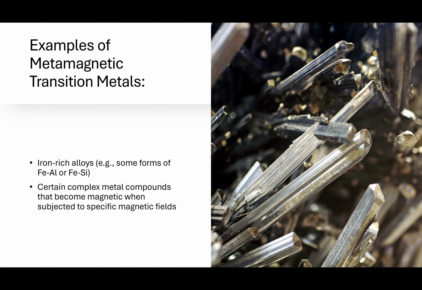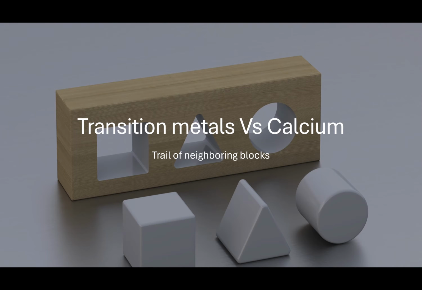So moving on to objective 5.3, in which we will now discriminate against calcium. I view this as somewhat rude, right? We're going to look at the transition metals versus calcium.